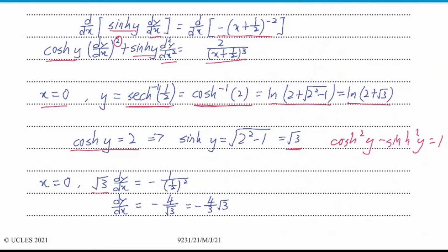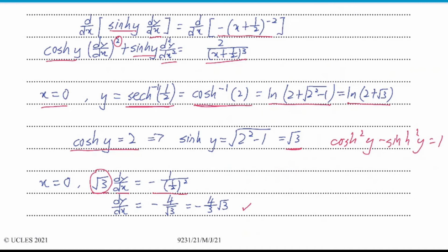So we have sin y dy/dx equals minus 1 over 1 plus a half squared. So here we can get the value of sin y very easily already. With that we can get the value of dy/dx.